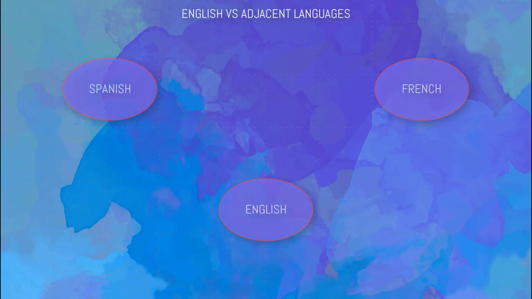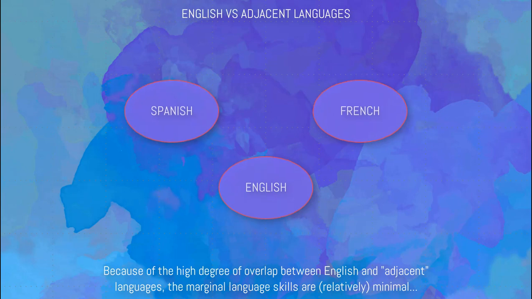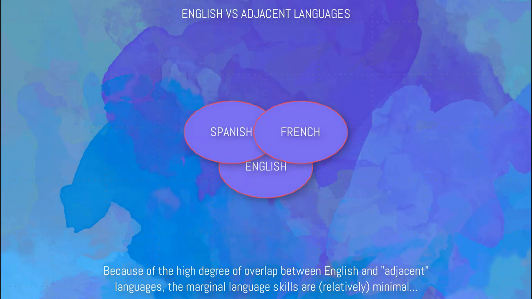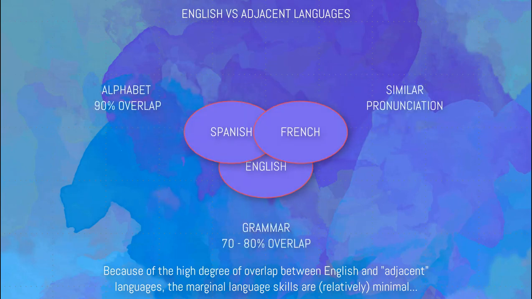But before we talk about Chinese, I'd like to take a few minutes to discuss English compared to adjacent languages, because the overlap between English and many Western languages is significant enough that it impacts our learning style.